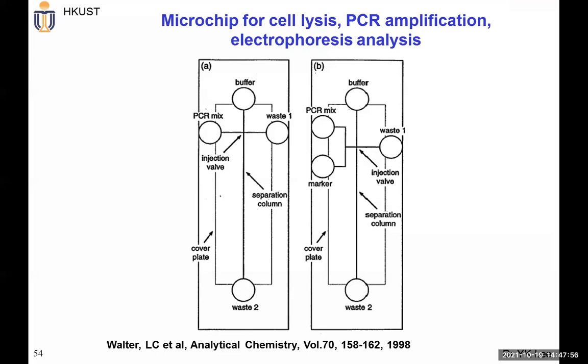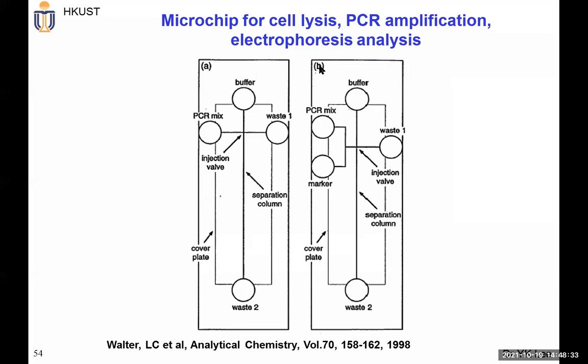Why, at this moment, did the COVID-19 pandemic really create a big trouble? Many people have to do this kind of COVID-19 RT-PCR testing, or even antibody testing, right? But the main traditional way is very time consuming. So can we really think about using a microfluidic device to do cell lysing, PCR, and electrophoresis? That is possible.